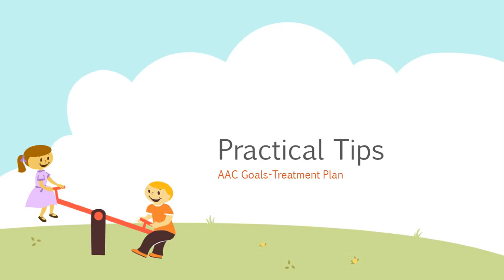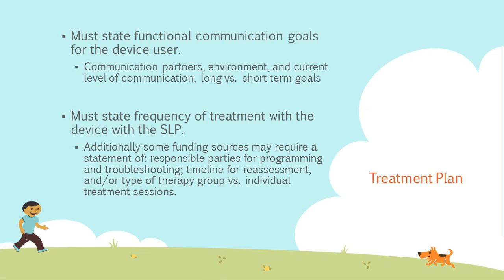And what I use for your AAC treatment plan, I'm running out of time. So one thing that I like to remember is that you're going to consider all communication partners, environment, and level of communication when you're writing your long-term and your short-term goals. Sometimes funding sources may require you to put in your treatment plan who is the responsible party for troubleshooting, timeline, reassessment, therapy group, what type of therapy you're going to be doing, whether it's group versus individual. So if your funding source requires that information, don't leave it out.